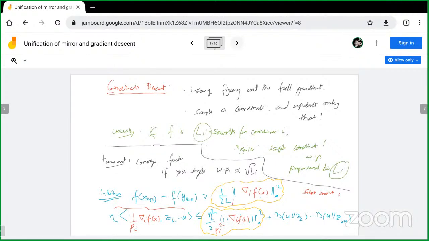I'm not sure how good it is looking like this, but the point is that by using the kind of analysis that we just did, you can obtain a better convergence rate for coordinate descent. Essentially you do the same kind of coupling of the two kinds of objects, and you choose this sampling probability, this L_i, and then you can get acceleration for coordinate descent also.